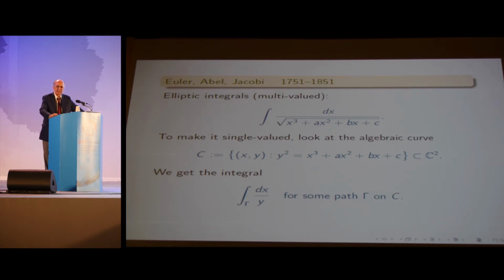Let's look at this now as a subset of C2. And now, instead of viewing x as just in the one-dimensional complex line, we can view the points as on this algebraic curve, and there visibly, this expression under the square root just becomes y. So that means that this integral, that used to be a multi-valued integral, then becomes a single-valued integral. We just need to integrate dx over y. So now the price we have to pay is that we integrate not just on the line, but on this algebraic curve.